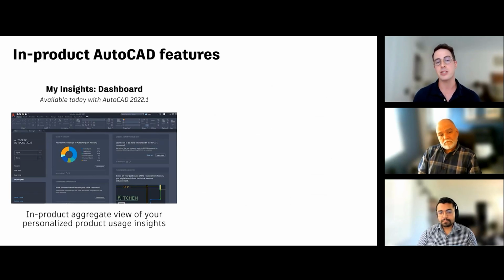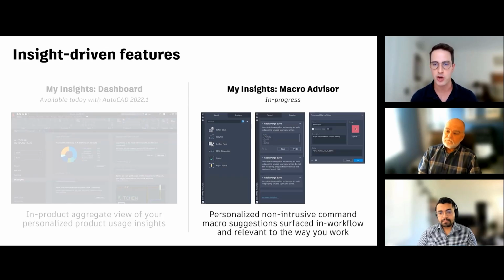So we've talked about one of the ways that we're doing that, which is the My Insights dashboard, which is available now in AutoCAD 2022.1. And it provides an aggregate view of your personalized usage insights. But we're excited to show you a feature that we're currently working on called the Macro Advisor. And this feature will provide a personalized and, importantly, non-intrusive way of delivering command macro suggestions in the context of your workflow that are relevant to the way that you individually work. So let's take a look at how this actually works.